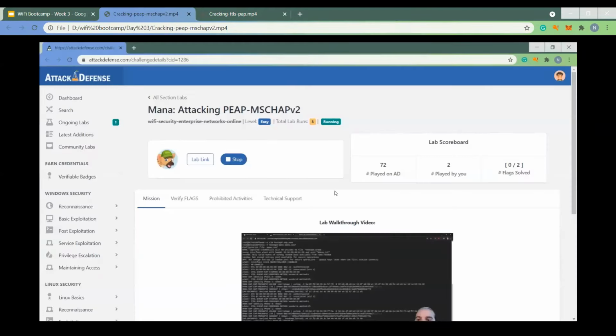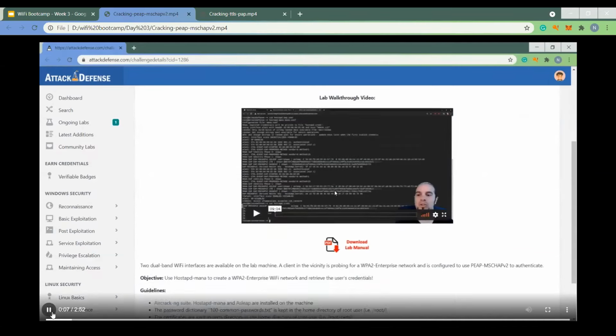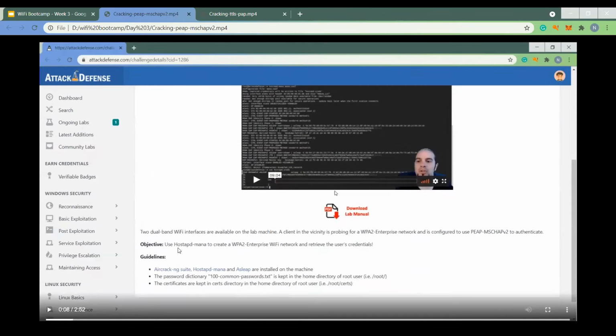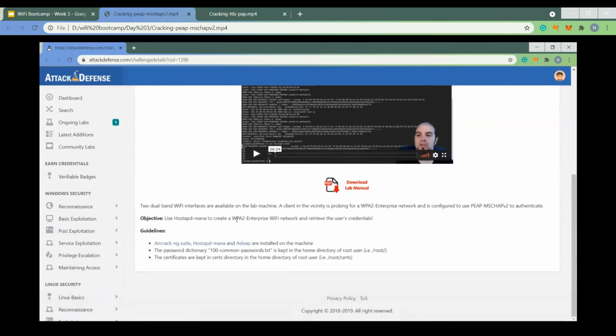This lab is available on AttackDefense, as you know, right? Most of the labs are. So in this case, we are going to use hostapd-mana to create a WPA2 enterprise Wi-Fi network, and then we are going to use it to steal the credentials from the user. The setup that is being used is the PEAP MSCHAPv2 security setting, right? So we have checked the objective. Now we can move to the lab.